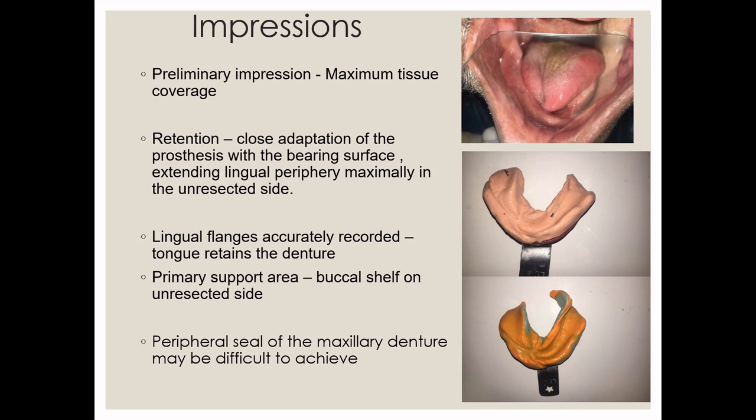And also the lingual flanges on both the resected as well as unresected side should be accurately recorded, because this will help the tongue to retain the mandibular denture in position more efficiently during function. So the status of the remaining tongue is the most important prosthodontic prognostic indicator. If the motor or sensory control of the tongue has been significantly compromised, then the prosthetic prognosis becomes extremely guarded.